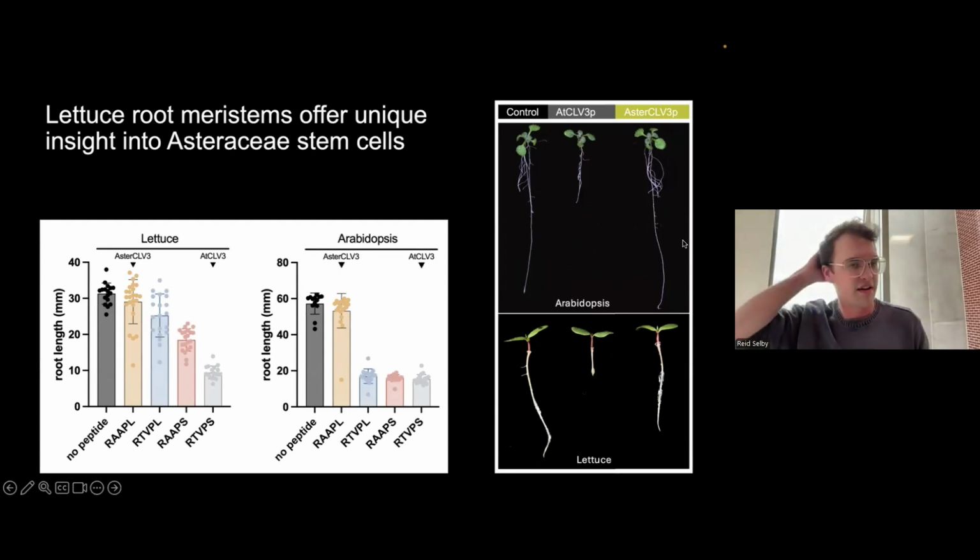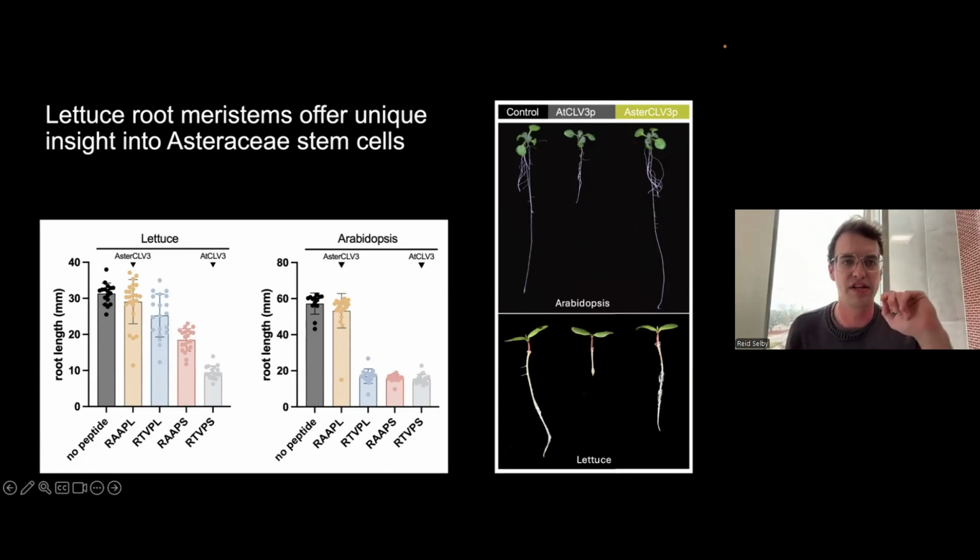However, where things get particularly interesting is when you look at the intermediate versions of each peptide. So in the bluish gray and in the pinkish here, we have versions of these peptide hormones that are sort of Frankensteins between the Asteraceae ortholog and the Arabidopsis ortholog.